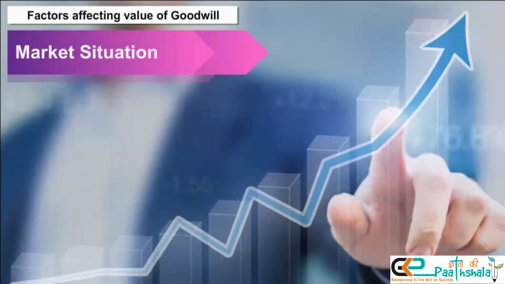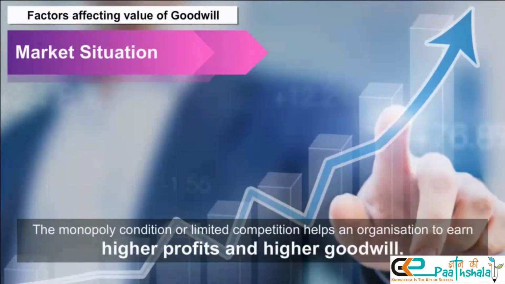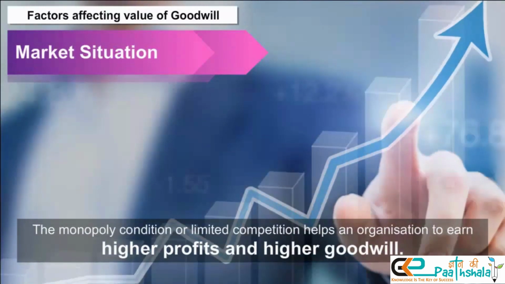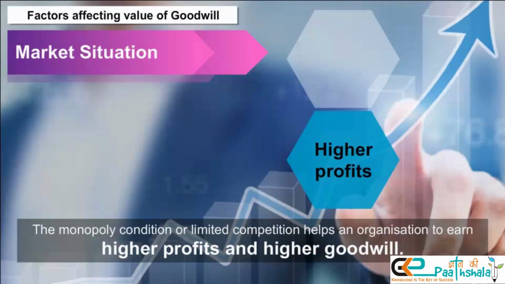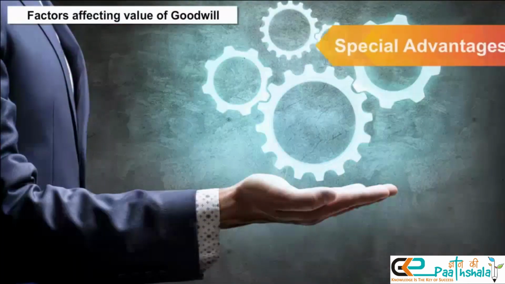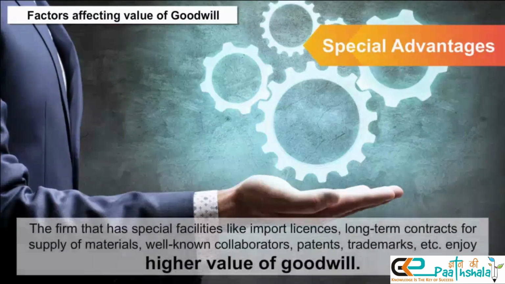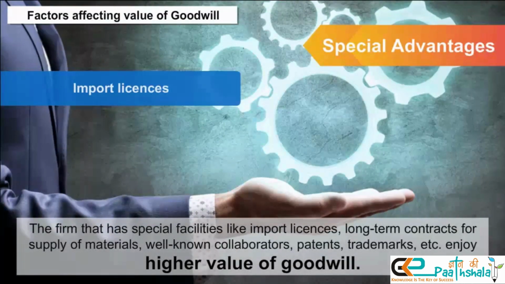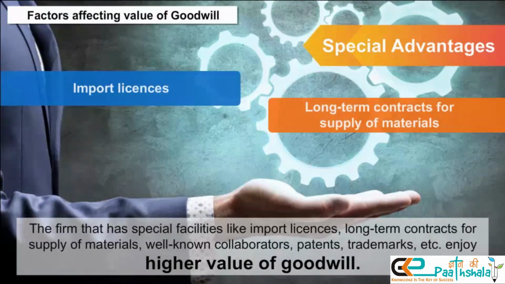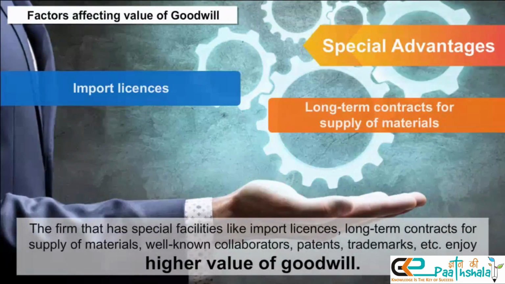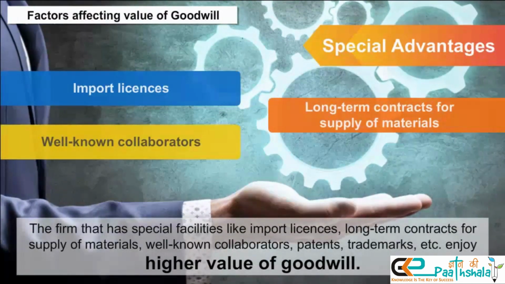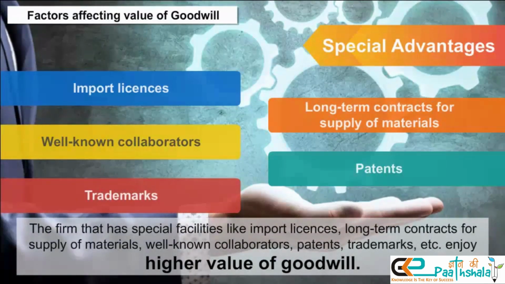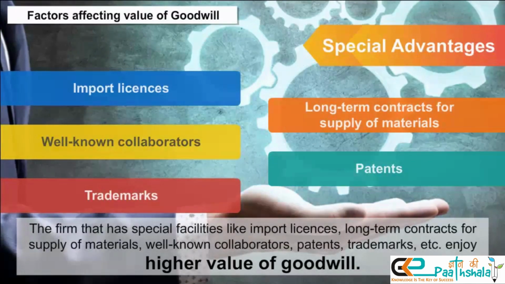Market situation. Monopoly conditions or limited competition help an organization to earn higher profits and higher goodwill. Special advantages. A firm that has special facilities like import licenses, long-term contracts for supply of materials, well-known collaborators, patents, trademarks, etc. enjoys a higher value of goodwill.